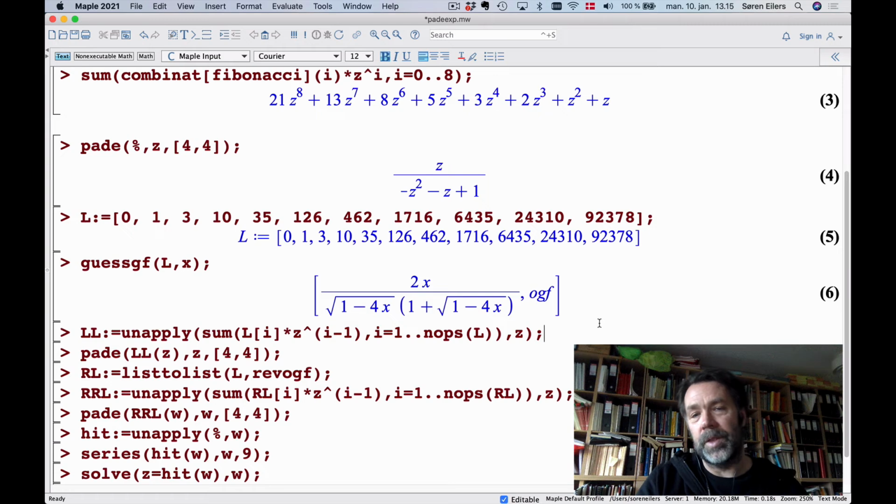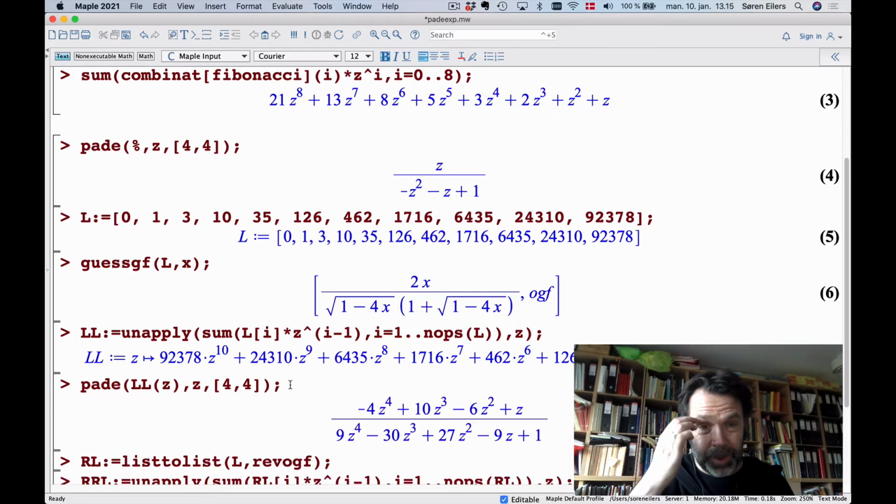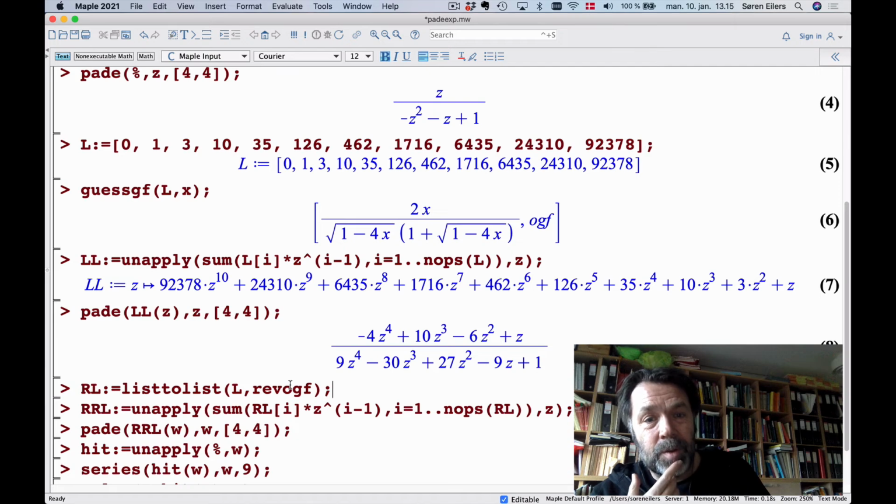So let me just show you in this particular instance how that would go, right? I'm defining now this function that is given by the data that I have up here. And now I'm asking for the Padé approximation of that. Again, I'm taking a 4-4 Padé approximation, and that's because I have 9 terms. And you can see that this is not degenerate, so it doesn't really give you anything.